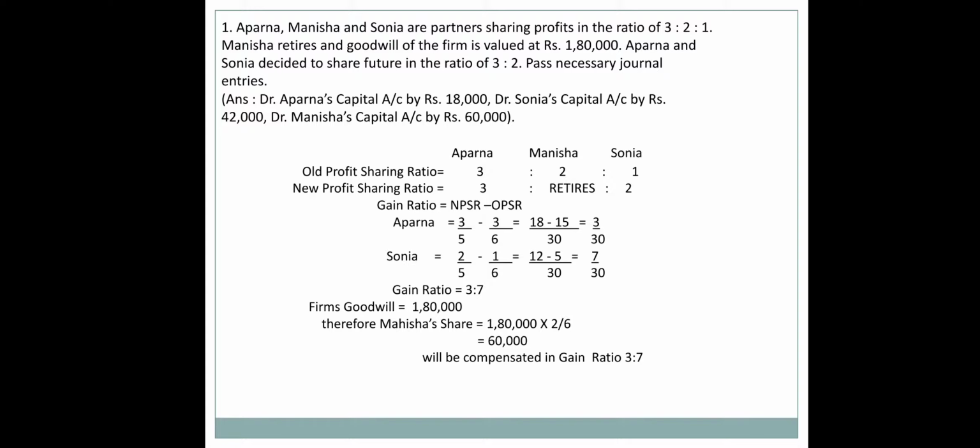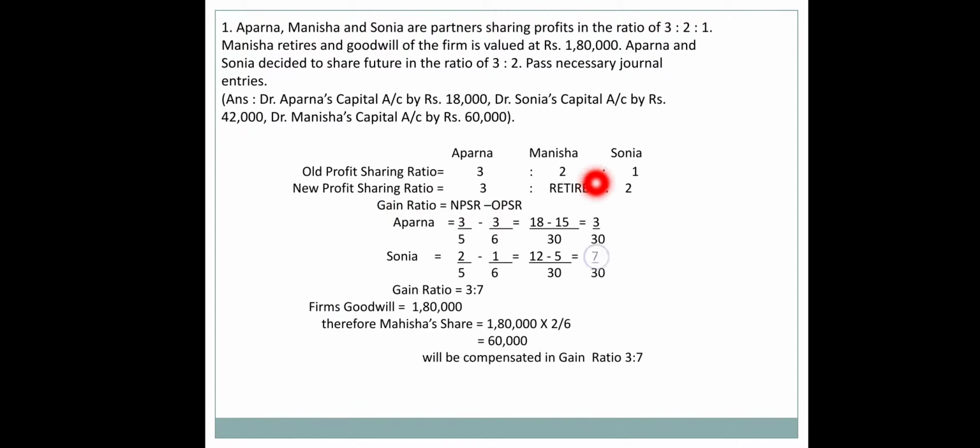So Aparna, Manish and Sonia are partners sharing profit and losses 3:2:1. So this is an old ratio. Very easily we can highlight the old ratio. Manisha retires from the firm and the goodwill is valued at 1,80,000. Now, how to find out the new profit sharing ratio?